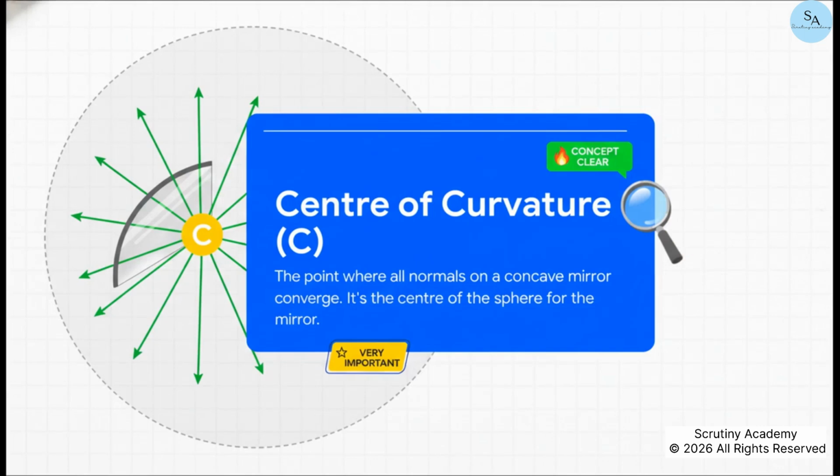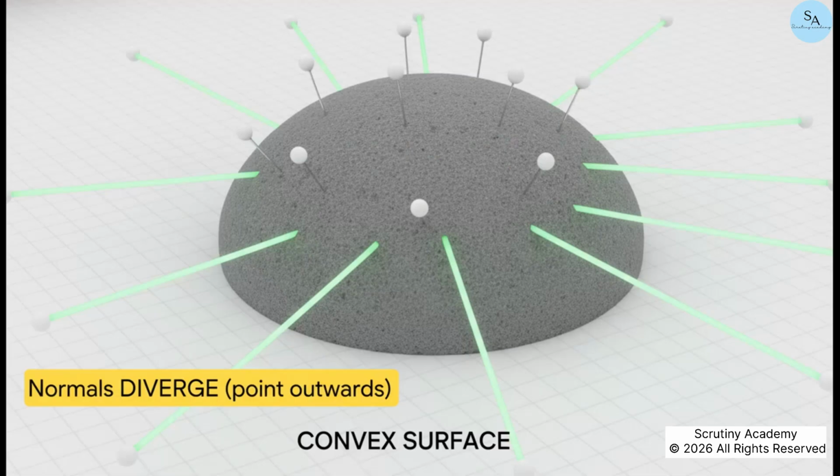And that special point? Well, it has a name, the center of curvature, and we label it with a capital C. And why C? Because any curved mirror is really just a tiny slice of a giant imaginary sphere, and point C is the dead center of that big sphere. So that means every single normal is just a radius of that sphere. And hey, just to complete the picture, what if we bend the foam the other way, outwards, to make a convex shape? Well, you guessed it, the exact opposite happens. The pins, our normals, they all point away from each other.